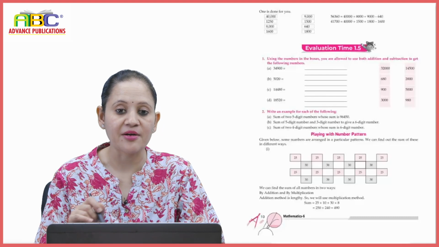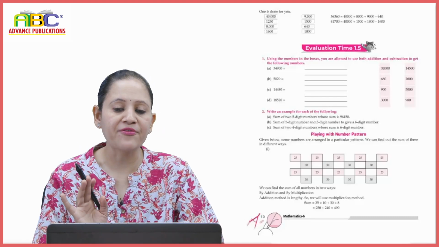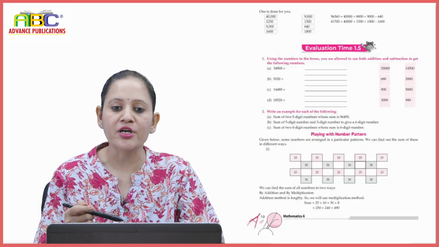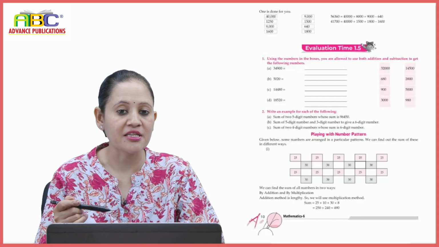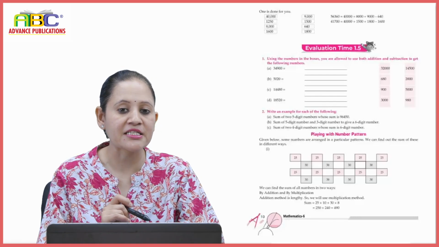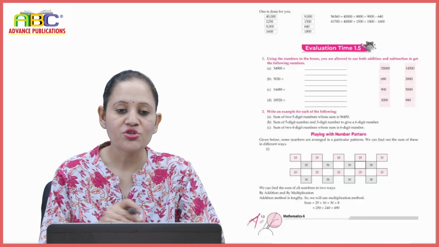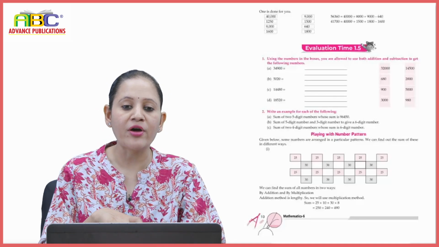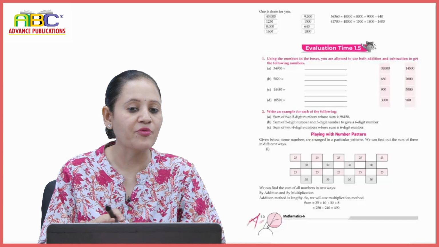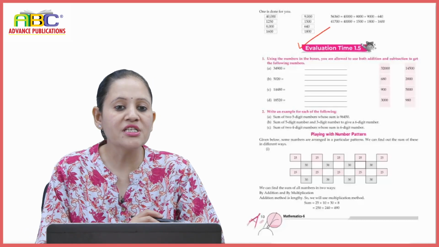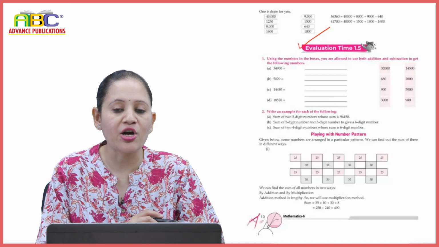56,360 using these numbers. So we have to make different combinations by addition and subtraction. So we have added 40,000 plus 8,000 plus 9,000 and from that we have subtracted 640. So we'll get 56,360. So like this, by taking all these numbers, you have to make different combinations and get the required numbers. Next is evaluation time 1.5. Using the numbers in the boxes, you are allowed to use both addition and subtraction to get the following numbers.